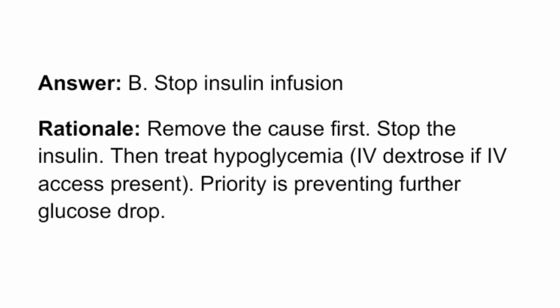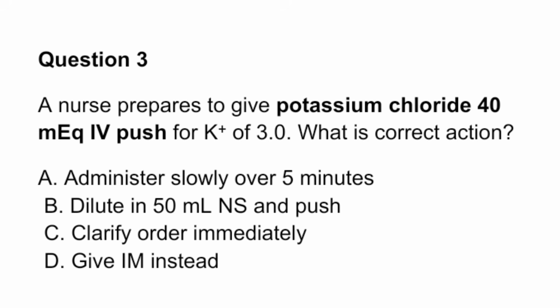Stop insulin infusion. Rationale: remove the cause first, stop the insulin, then treat hypoglycemia, IV dextrose if IV access present. Priority is preventing further glucose drop. Question 3. A nurse prepares to give potassium chloride 40 milliequivalents IV push for K plus of 3.0. What is the correct action?